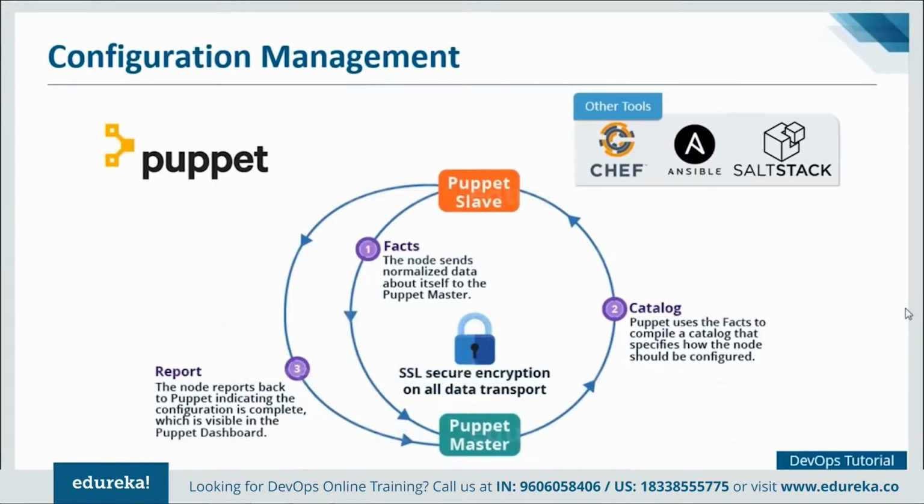It can be a puppet slave, it can be puppet master, it can be a chef server. So the nodes will poll the central server for configurations, and it will pull any change that has happened in the configuration.